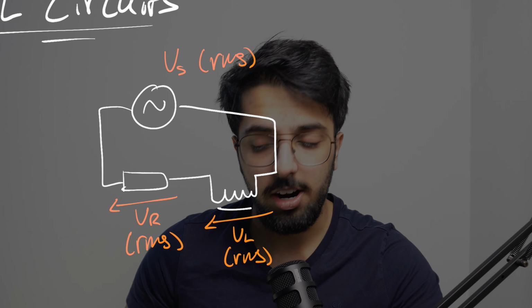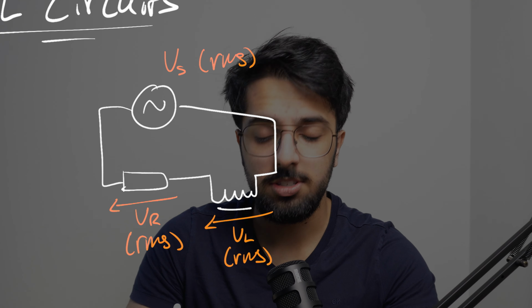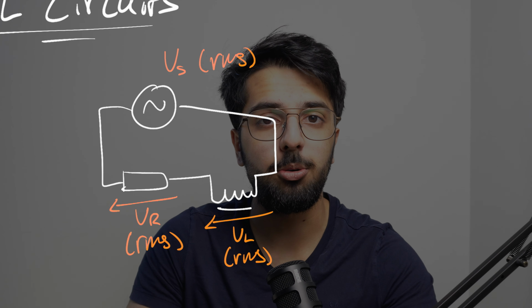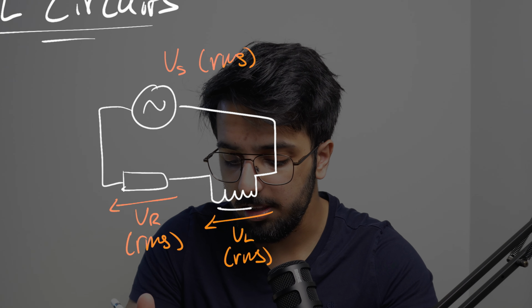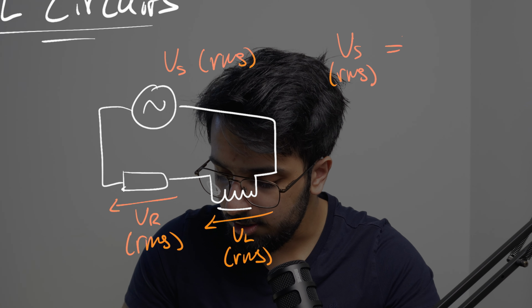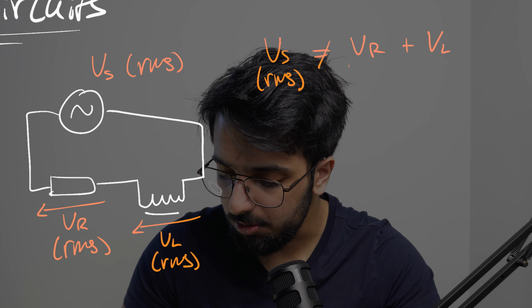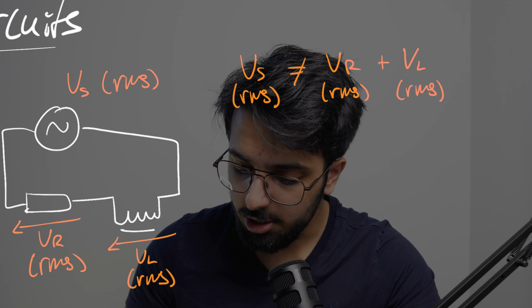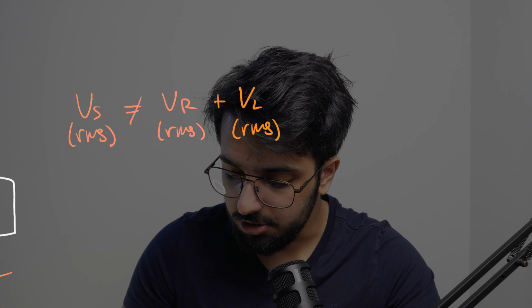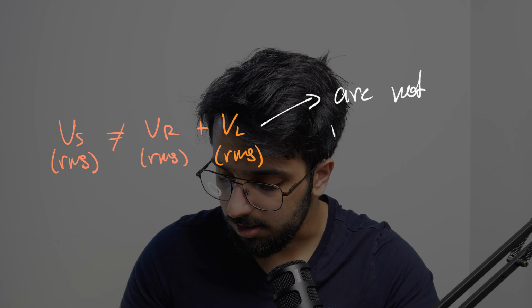And just like our RC circuits, when we add up our voltages, Kirchhoff's voltage law seems to be broken at face value. What I mean by that is that Vs, which again is the RMS value, does not equal VR plus VL, which again are both RMS. And just like our RC circuits, this is due to the fact that these voltages are not in phase with each other.